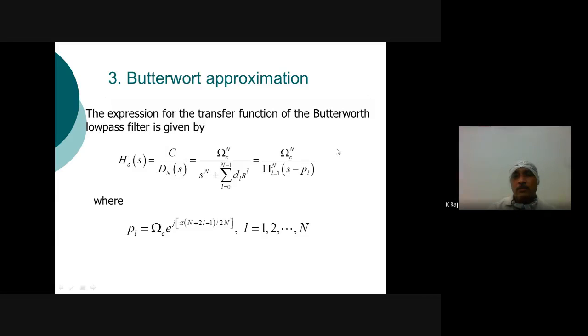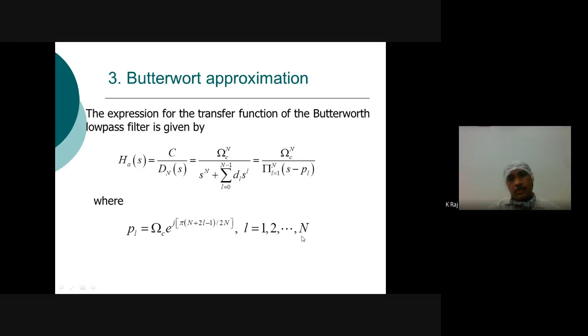And how will this be defined? This is omega_c to the power n divided by the multiplication of all the poles here, that is s minus p_l, where l starts from 1 to n. This is the multiplication of these terms, where the p_l, that is the roots or poles, will be defined by this formula, that is omega_c e to the power j pi (n plus 2l minus 1) divided by twice n, where l is 1, 2, 3, 4, like that, integer values up to n.